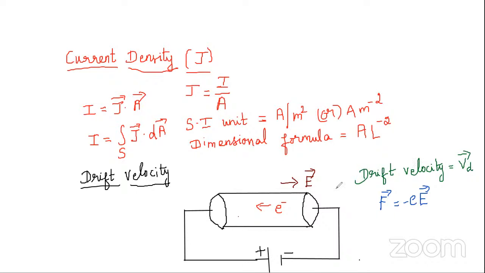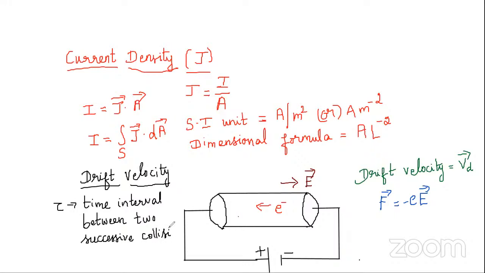So if the time interval between two successive collisions of this electron with positive ions is considered as tau, then tau is the time interval between two successive collisions, and this tau is otherwise called relaxation time.